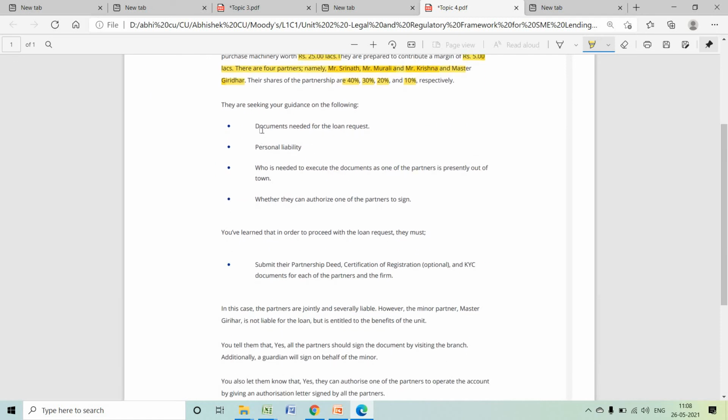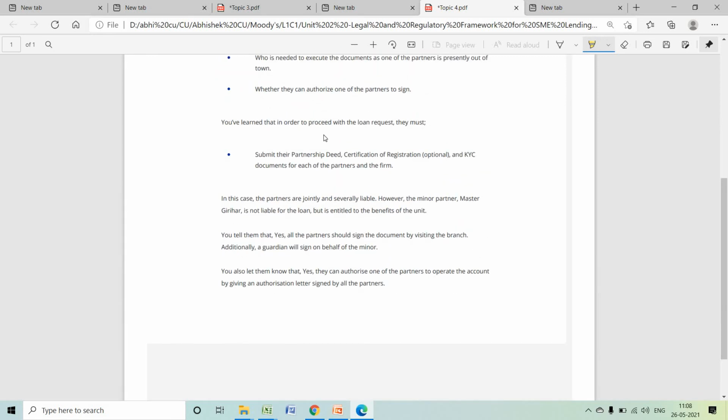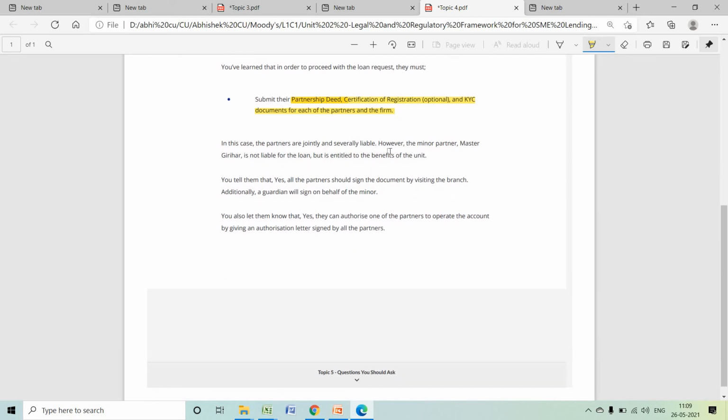They are seeking your guidance on the following: documents needed for the loan request, personal liability, and who is needed to execute the document, as one of the partners is presently out of town, and whether they can authorize one of the partners to sign. You have learned that in order to proceed with the loan request, they must submit their partnership deed, certificate of registration, and KYC documents of each of the partners. The partners are jointly and severally liable, however the minor partner, Master Giridhar, is not liable for the loan but is entitled to the benefits of the unit because he is a minor.